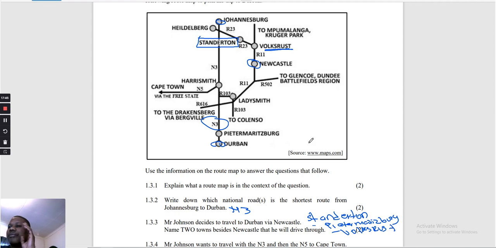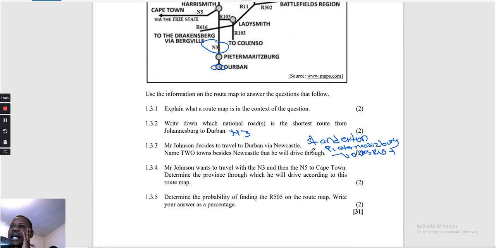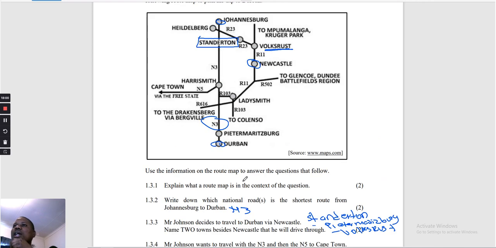Okay, let's go to number 4. They say Mr. Johnson wants to travel with the N3 and then the N5 to Cape Town. Determine the province through which he will drive according to this route map. So if you look at N3 and N12, the province that he will be in, look at this. This is going to be via Free State. So the province there is going to be Free State.